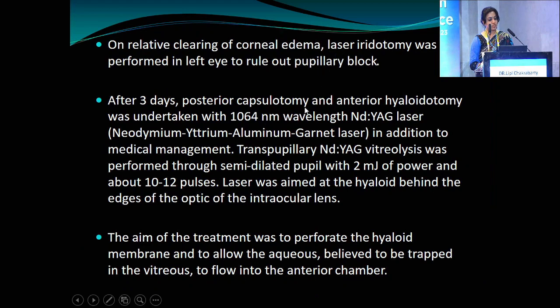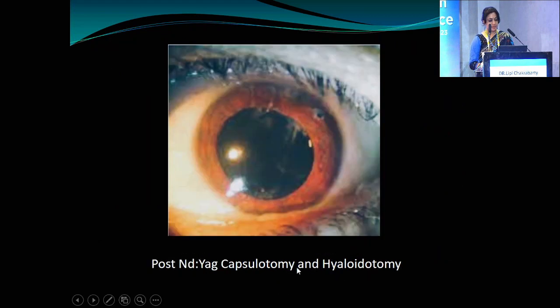After 3 days, posterior capsulotomy and anterior hyaloidotomy was undertaken. Transpupillary NdYAG vitreolysis was performed through a semi-dilated pupil. The aim of treatment was to perforate the hyaloid membrane and to allow the aqueous, believed to be trapped in the vitreous, to flow into the anterior chamber. This is the picture post NdYAG capsulotomy and hyaloidotomy. We see a laser PI also in the pic.